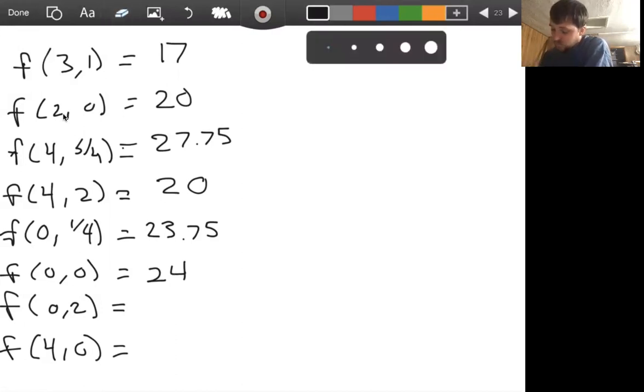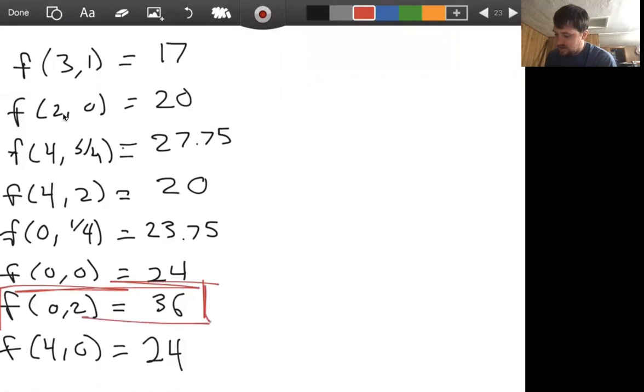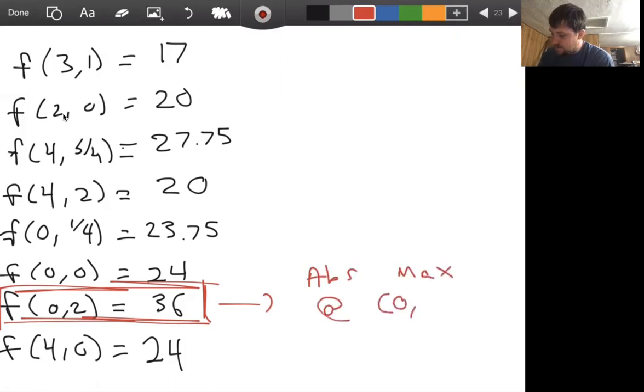If you plug in 0, 2, you get 36. And if you plug in 4, 0, you get 24. And now we compare, you just find the biggest, right? And so the biggest value I see is 36. This tells me absolute max at 0, 2.